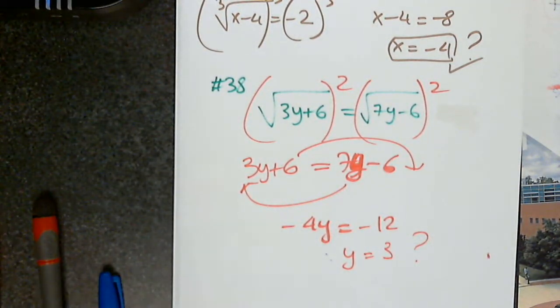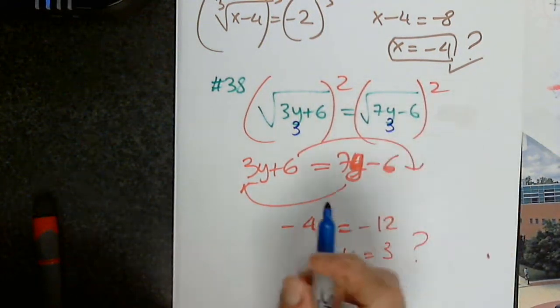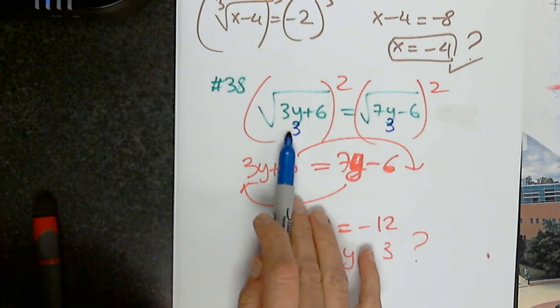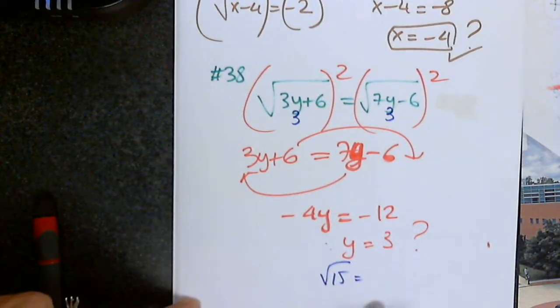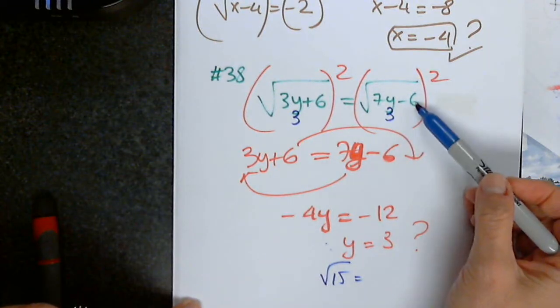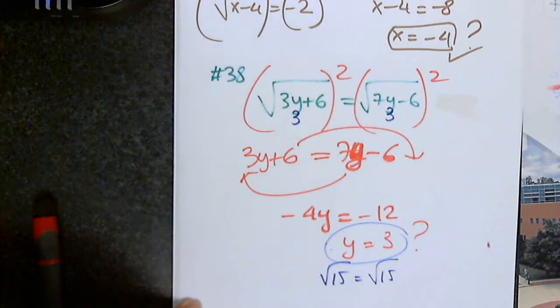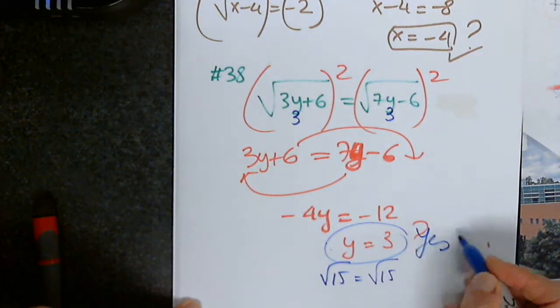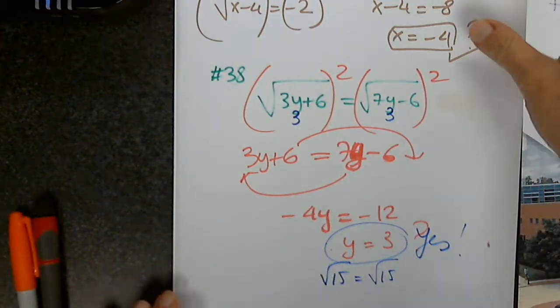So let's give it a shot. So 3 here and 3 here. 3 times 3 is 9. 9 plus 6 is 15. So the left-hand side is the square root of 15. 21 minus 6 is 15. So the right-hand side is the square root of 15. Do we accept 3 or not? We have to. Yes. Okay, the next level is a little bit more difficult, which is the last level here.